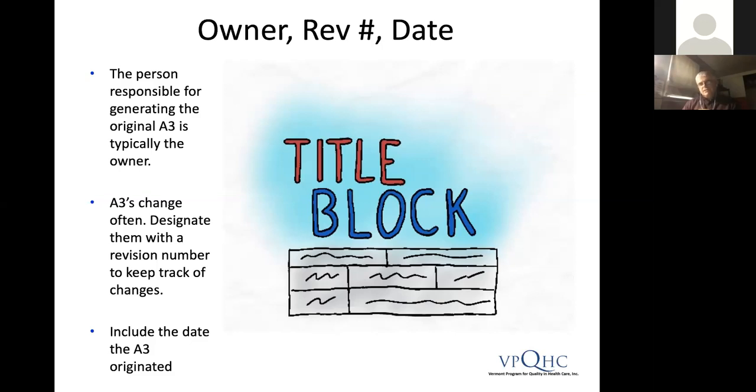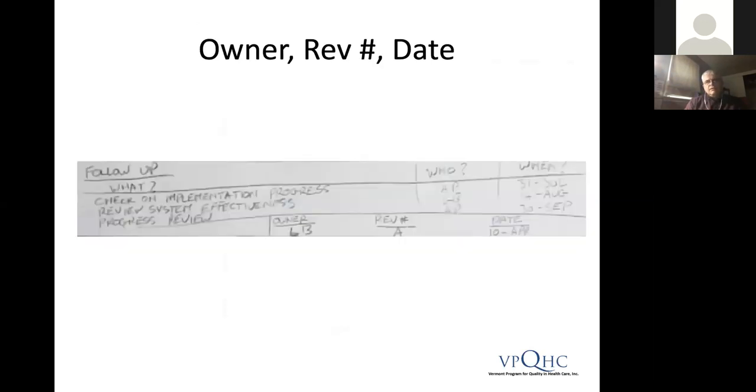It helps to include the date that the A3 originated. And as you get more into this and start to use this as a de facto problem solving method, you'll find that there are multiple A3s going around at any one time. So it becomes worthwhile to have just this basic document control to be able to make sure that you're not treading on each other's toes. Here's what ours looks like. This tiny little block at the bottom. Owner is LB, revision is A, and the date is 10th of April.